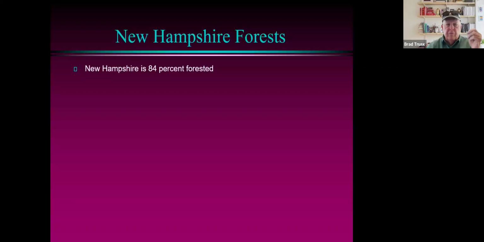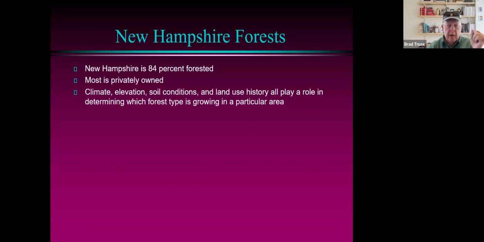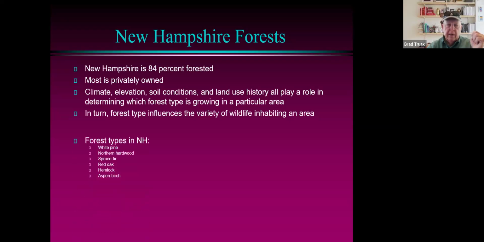New Hampshire is 84% forested. I believe that New Hampshire is either the second or third most forested state in the country, behind Maine and perhaps Oregon. And most of the forest in New Hampshire is actually privately owned. And climate, elevation, soil conditions, and land use history all play a role in determining which type of forest will grow in a particular area.